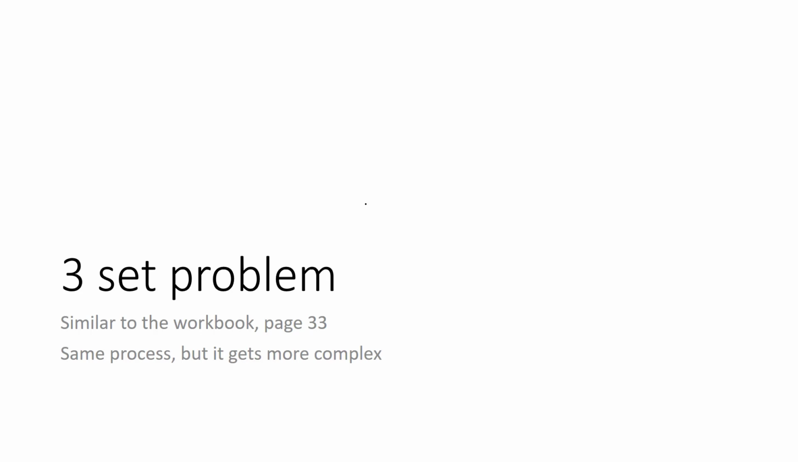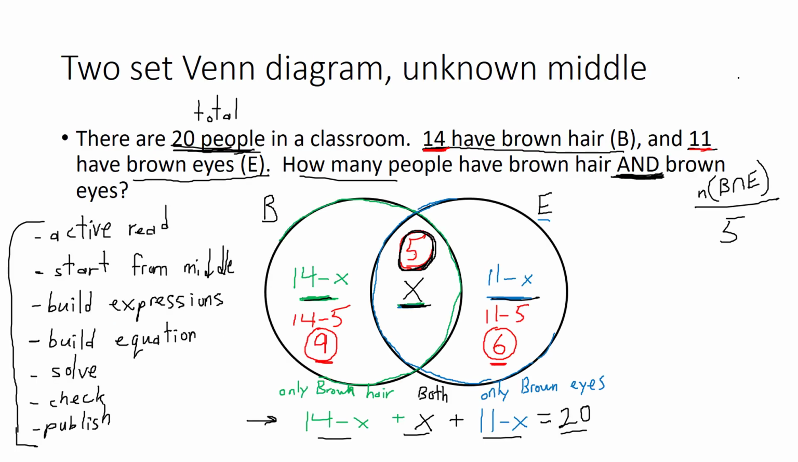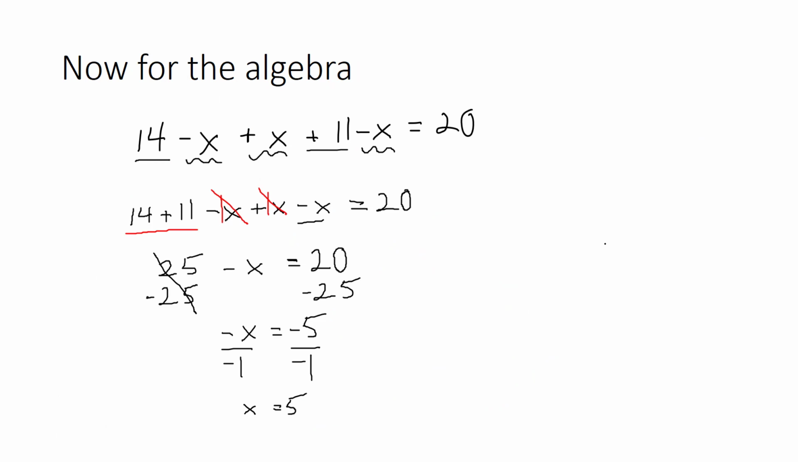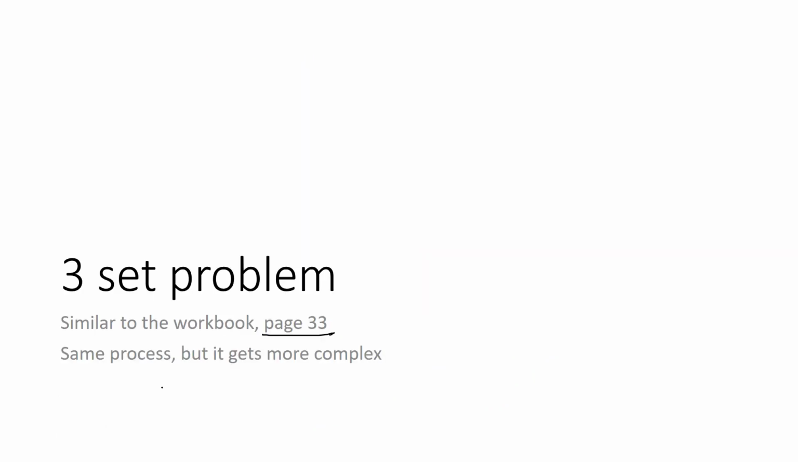Now for a 3-set problem. This is similar to the workbook on page 33. And if you're looking for a practice question like this, I almost forgot, take a look at page 23. There's a very similar problem to that in the workbook, page 23. Class example 6, I believe it is. This is the same process for a 3-set problem, but it gets a bit more complex because we have more sectors to deal with. Same process.